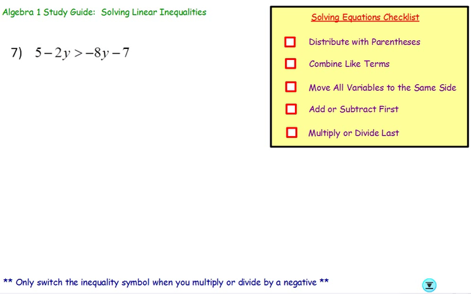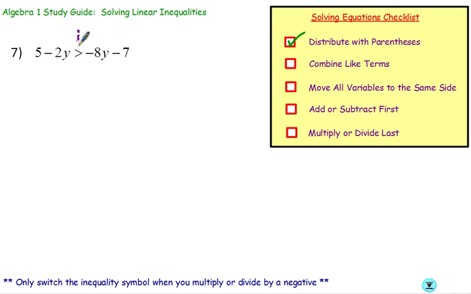So again, 6, 7, and 8, these next couple problems are, as we said, just pretty much straight up, just solve it. So if you look at number 7, I'm going to start with the checklist: distribute. If I've got some parentheses, which I do not see any, so I don't have to worry about that. Combine like terms, well, let's see. I've got some y's on the left side. I've got some y's on the right side.